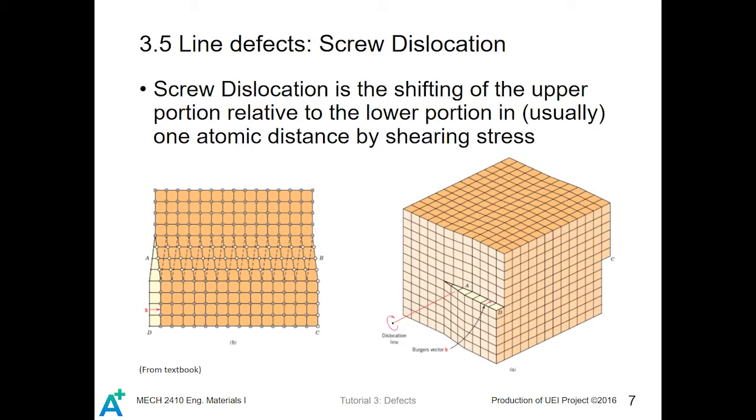Screw dislocation. Screw dislocation is different from edge dislocation, which is a shifting of an upper portion relative to the lower portion, usually by 1 atomic distance, by shearing stress, and you can observe it here in this picture. Normally, this region should be at the same plane as this region. However, there is a formation of the edge, not a screw dislocation, in this piece of material.